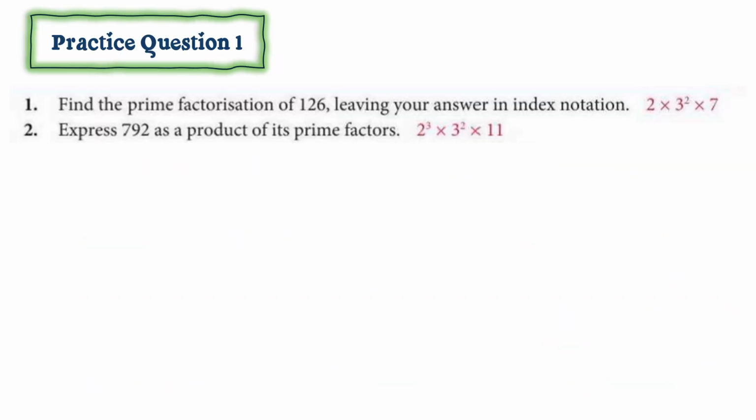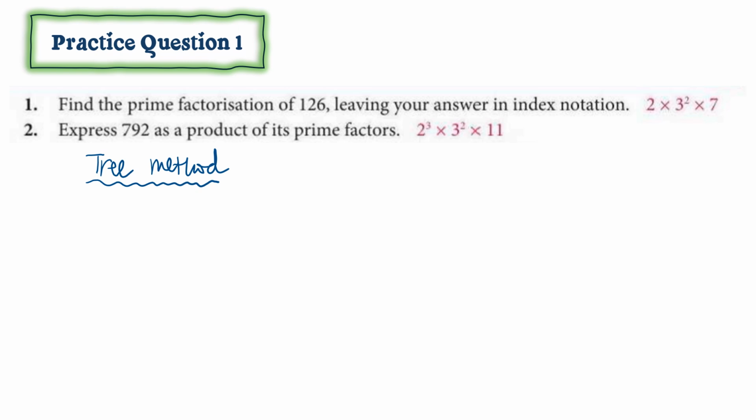Right, let's look at practice question 1. There are two questions that we need to solve. The first one is to find the prime factorization of 126, leaving the answer in index notation. The second one is to express 792 as a product of its prime factors. So there are two ways of finding the prime factors of a certain number. The first method is called the tree method.